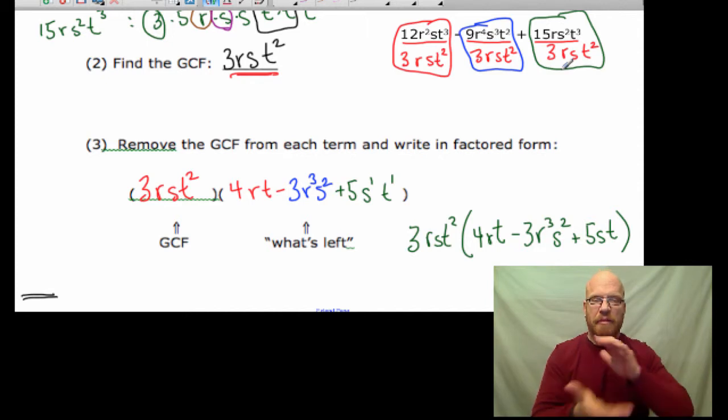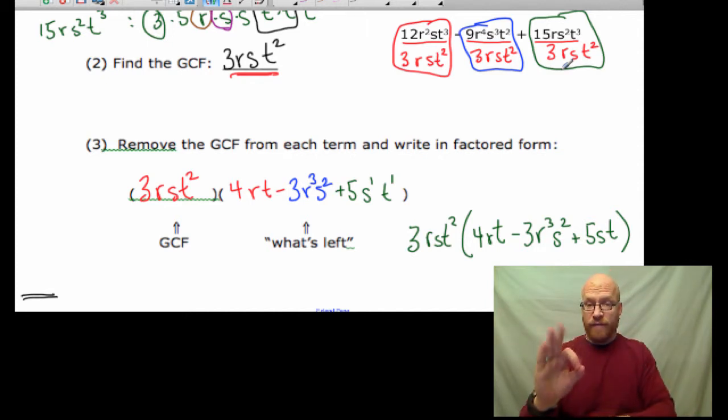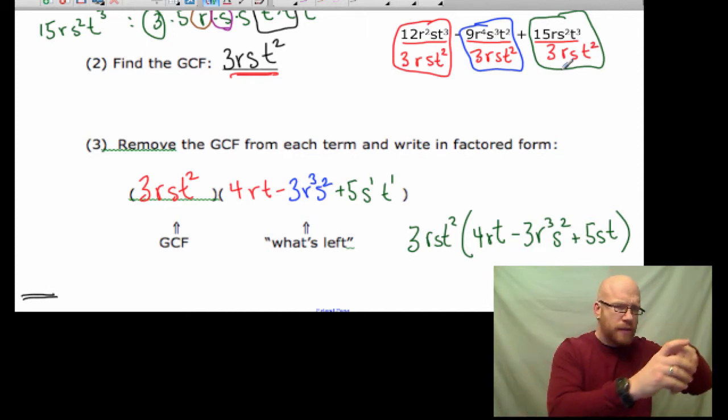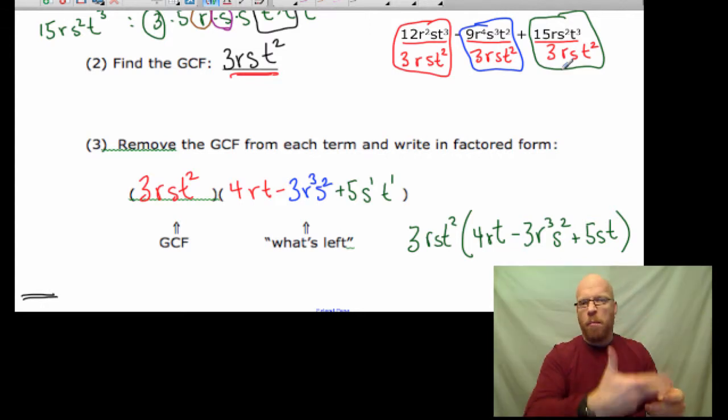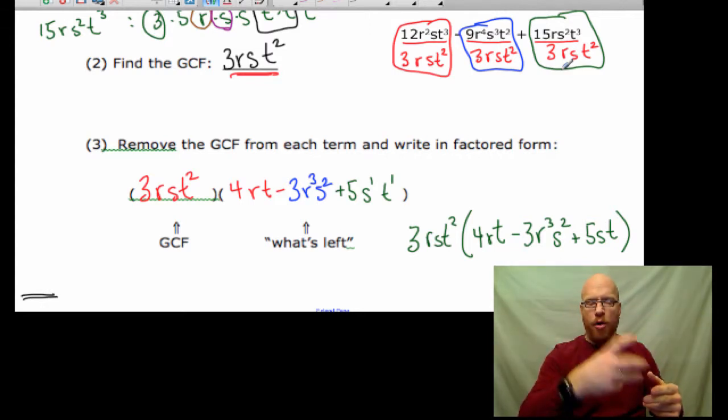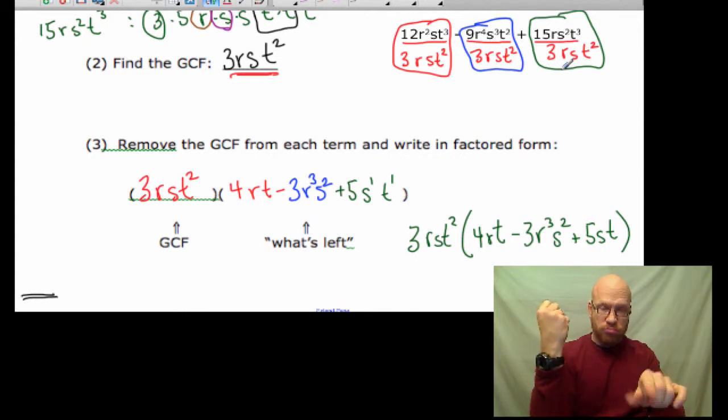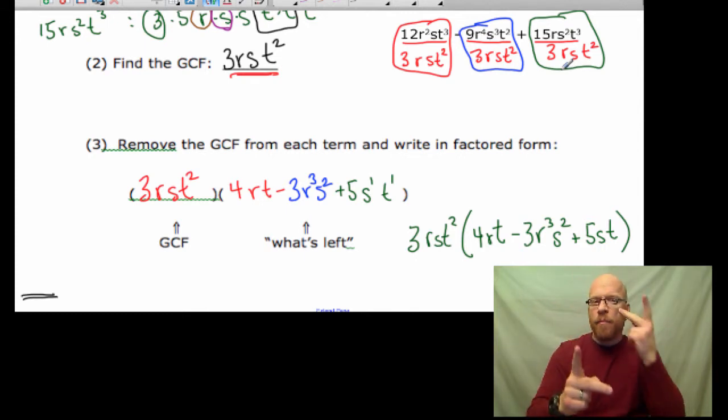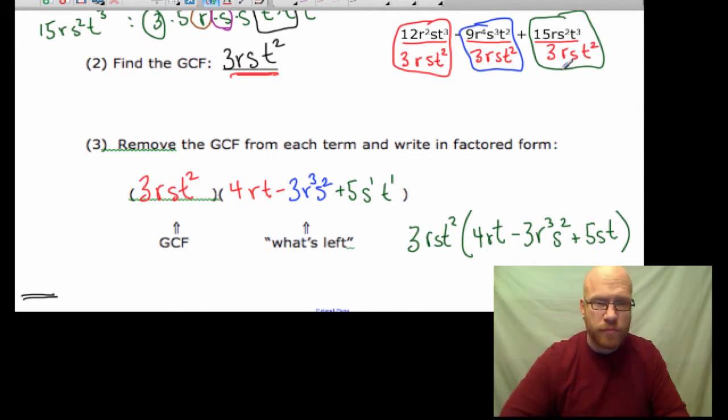Okay, you can see I cleaned it up. Once we factor out our GCF, we're dividing 3rst squared out. We're pulling that out, and what's left is this. That's our final answer right there.